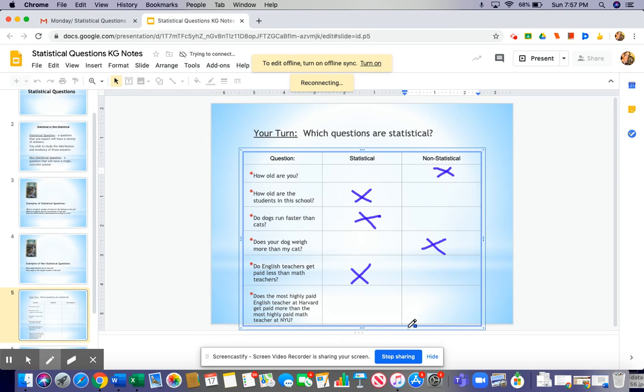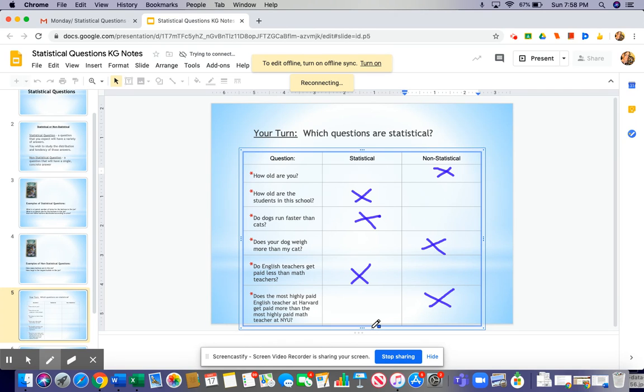Let's look at this last question here. Does the most highly paid English teacher at Harvard, a big college, get paid more than the most highly paid math teacher at NYU, which is a college here? So you're going to take those two teachers, compare their salaries, and that's a simple yes or no question. So that is a non-statistical question because you're going to have one answer for that.